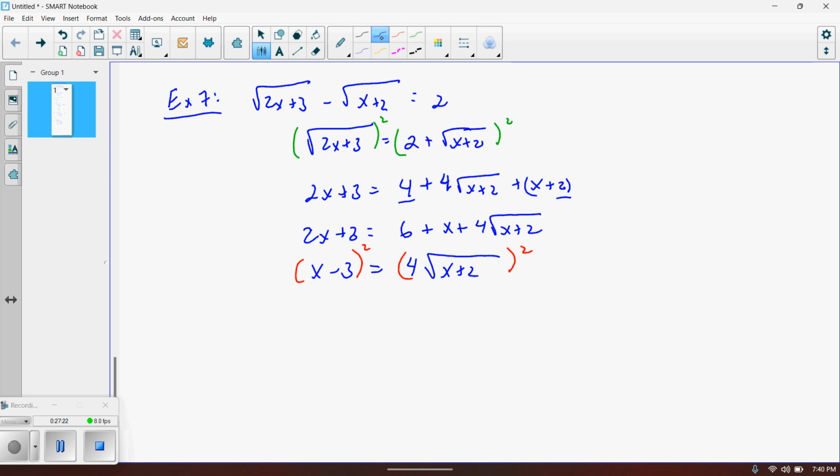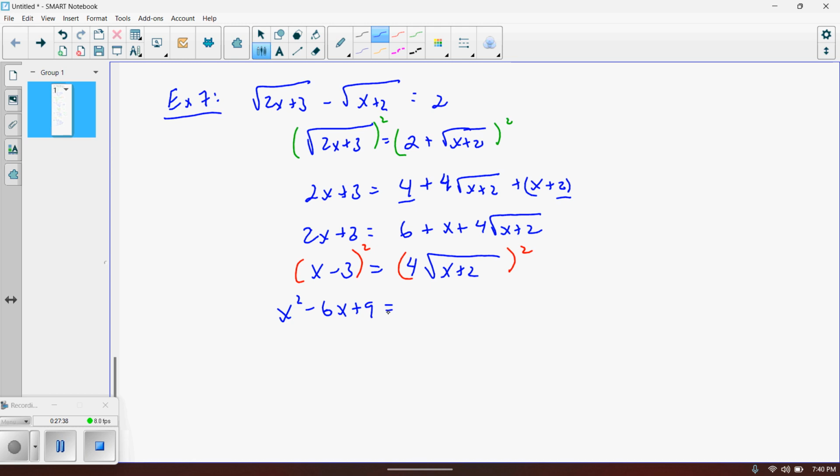So on the left-hand side, we're going to once again have to FOIL that or distribute it, whatever, square it. It should be x squared. Multiply those two terms together, minus 3x, and double it should be minus 6x. And then square the last one, plus 9.